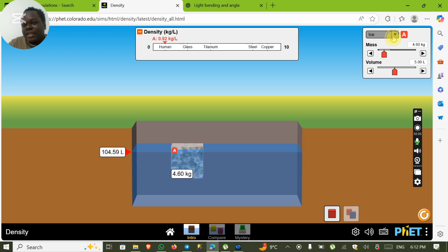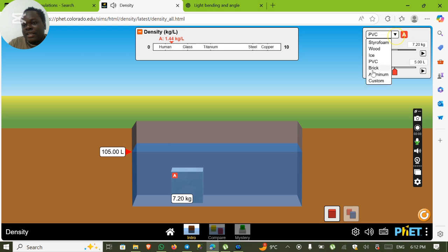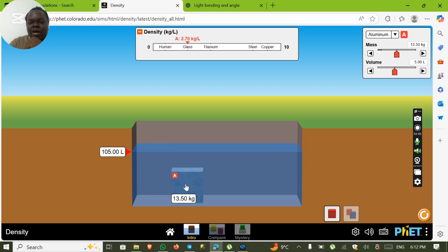Now let's change to another material. It's called PVC. PVC sinks completely because its mass is higher than its volume, so the density is higher than the density of our medium. If you go to other materials, like brick and aluminium, the mass is increasing while the volume is decreasing. Due to that, the density is increasing, and that's why the density is higher than the density of the medium. So this was the first task.